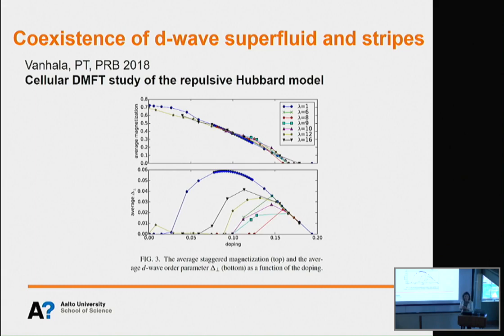And we found that they can coexist. So this is, as a function of doping, the average magnetization. And this is the d-wave superconductivity parameter. And this is the wavelength of the stripes. And we can find regimes where they really coexist. And also in a kind of funny, unexpected way, that you would have the maximum of d-wave superfluidity and magnetization at the same position. Okay, so that's one.